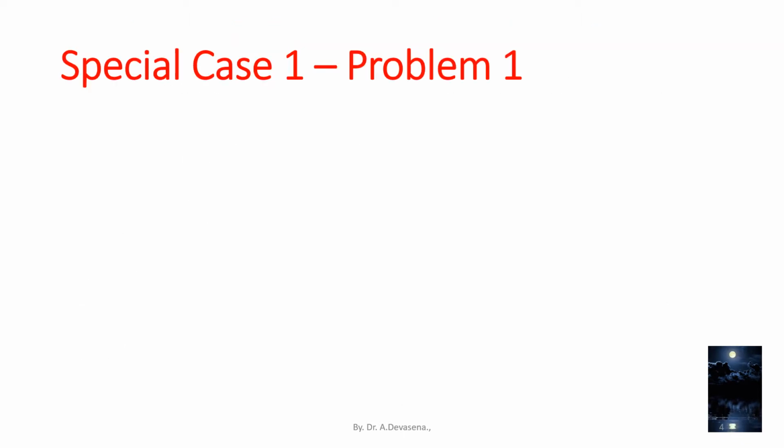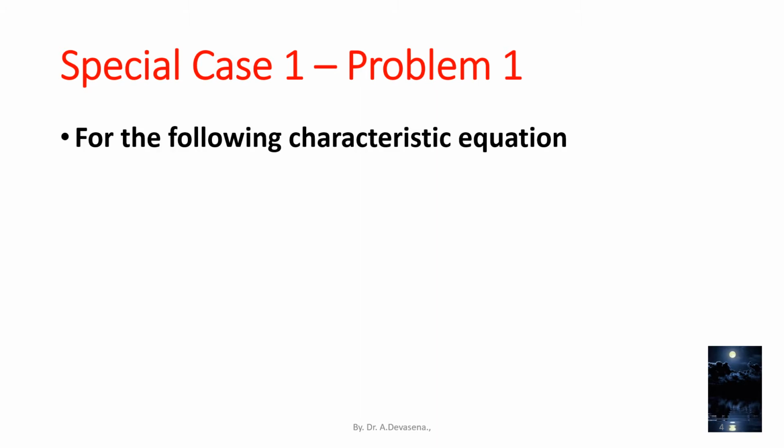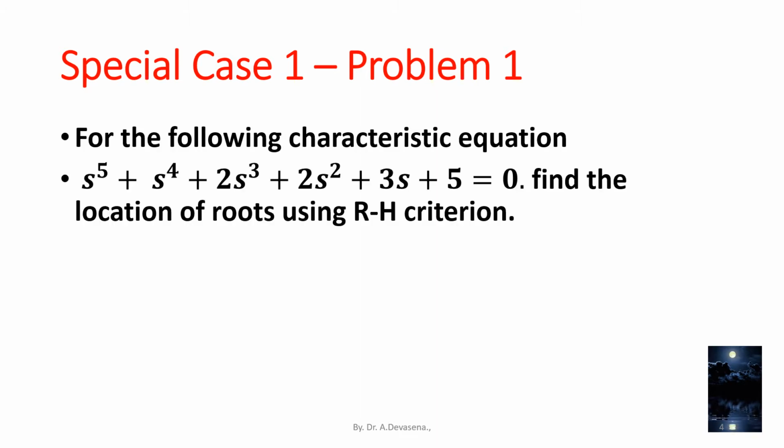Special case 1, problem 1. For the following characteristic equation, s power 5 plus s power 4 plus 2s cube plus 2s square plus 3s plus 5 is equal to 0, find the location of roots using Routh-Hurwitz criterion.